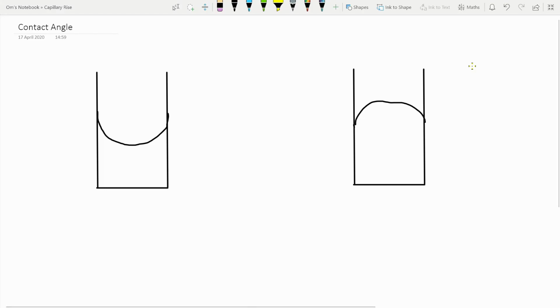Today we'll be talking about fluids. Mainly, we'll be talking about contact angle and also capillary rise. These two topics are actually interconnected, so I thought I would do one single video on them.